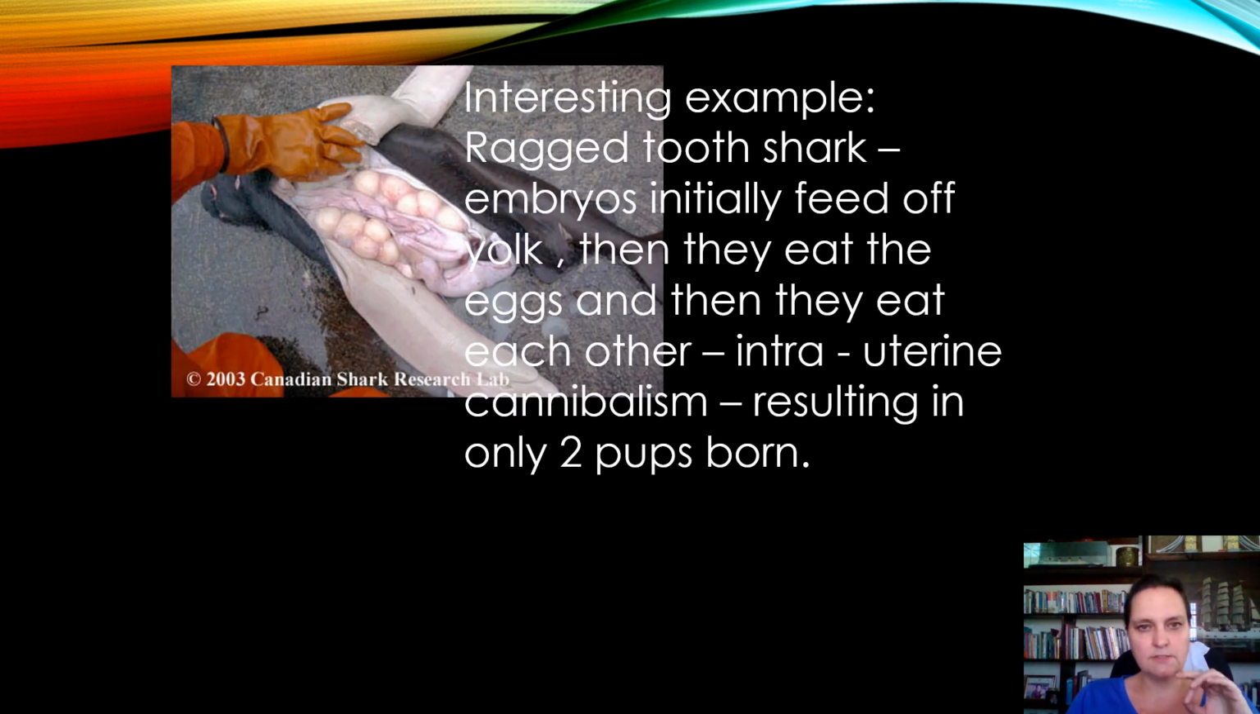So just an interesting example, and sharks are very interesting, as I said earlier, because they exhibit all three of these strategies, just different species. The ragged-toothed shark, the embryos initially will feed off the yolk inside the egg. Then, of course, the eggs will hatch. And then when the eggs have hatched, there's something called intrauterine cannibalism, whereby the first two pups that hatch will eat all of the others, and only two pups will be born. So that's something I find quite interesting.